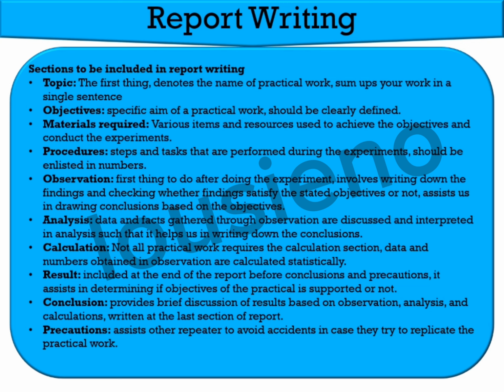Observation. It is the first thing to do after doing the experiment and it involves writing down the findings and checking whether findings satisfy the stated objective or not. It assists us in drawing conclusions based on the objective. Analysis. Data and facts gathered through observation are discussed and interpreted in analysis such that it helps us in writing down the conclusion. Calculation. Not all the practical work requires the calculation section. However, if data and numbers are obtained in observation, it is included in our report writing.